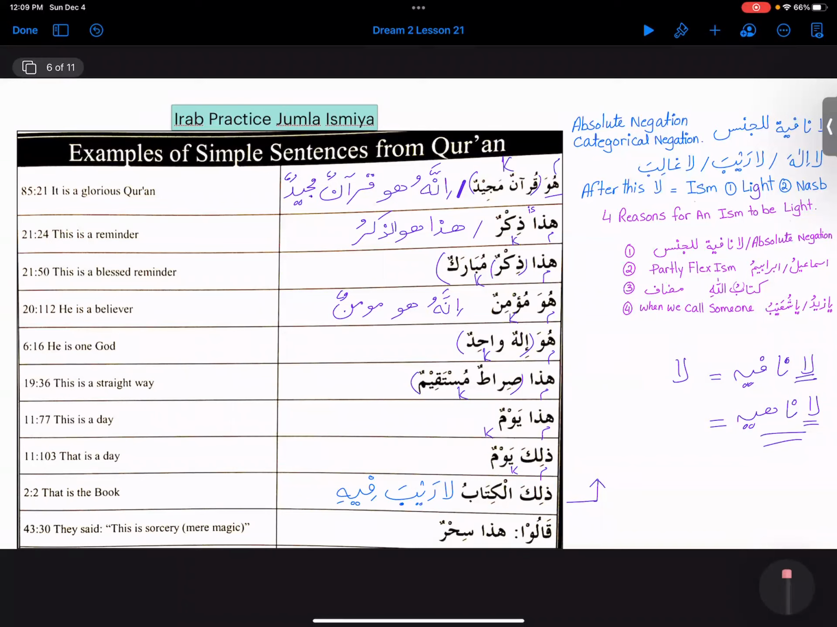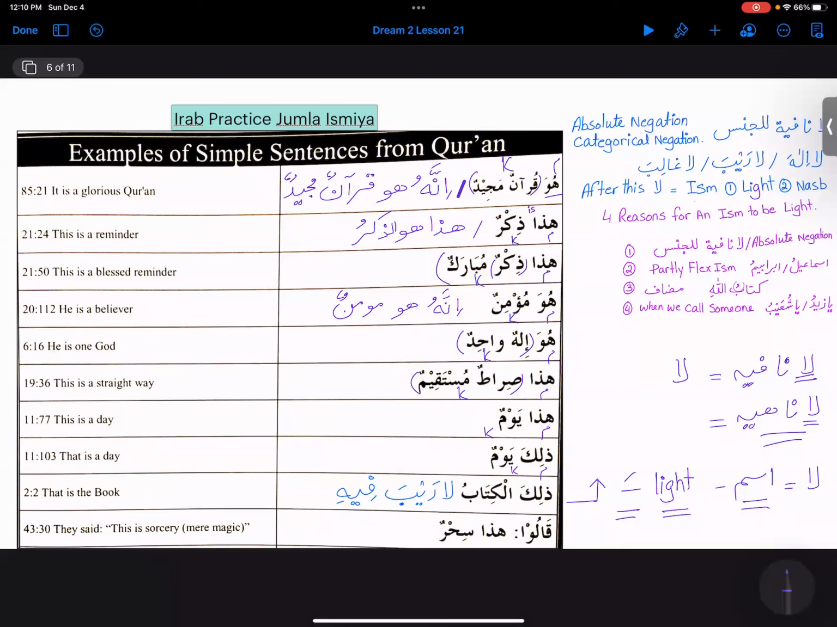Now the third La we are going to talk about is La Nafiyatu Lil Jins. What is so special about this La Nafiyah? How are we going to recognize it? After this La, we are going to have an ism, not a fail, an ism. And this ism will be light. What does light mean? It will have a single haraka. And this single haraka basically will be nasab in status. So after this La, we are going to have an ism, light, with one fatha.